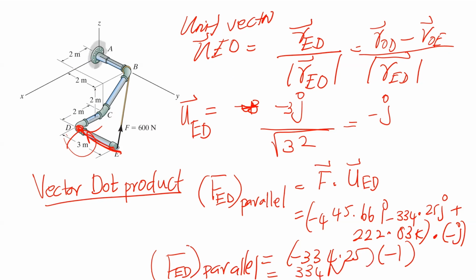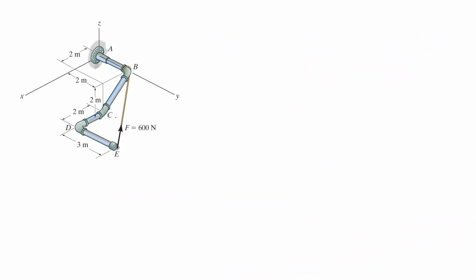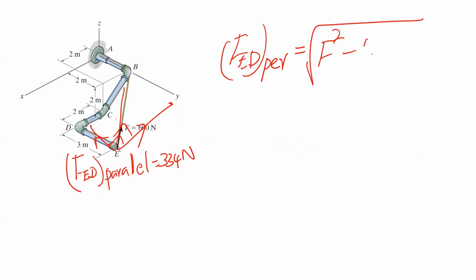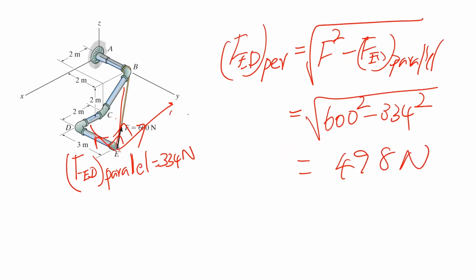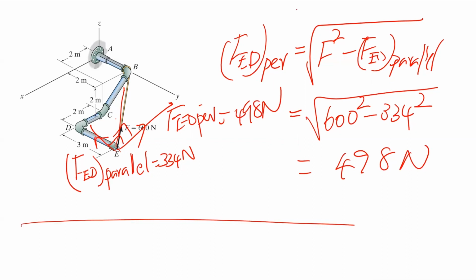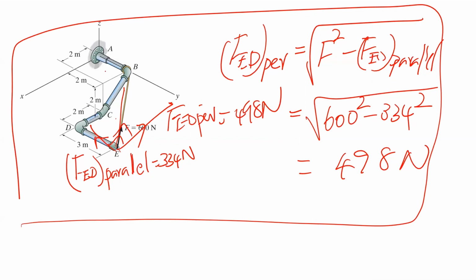So once I have my parallel component, I can get the magnitude of the perpendicular component by simply using Pythagoras theorem. So that's my 600, and I got my parallel component along my ED, which was around 334 Newton. So my perpendicular component is going to be the square root of F squared minus F parallel squared. So the magnitude of F is 600, which is given already, and 600 squared minus 334 squared, and I get that the perpendicular component is 498 Newton.